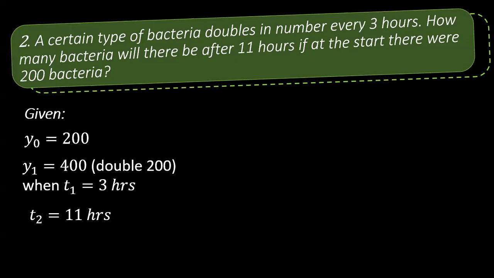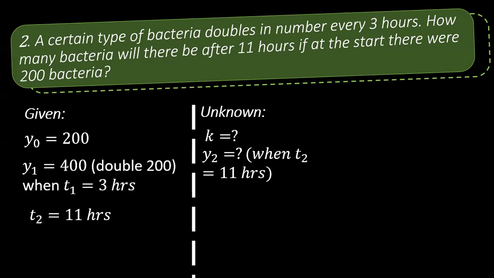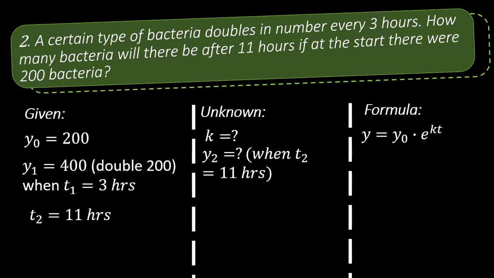So we are looking for 2 quantities. First, we are looking for k. Of course, that's the first thing that we need to solve. After finding k, or the constant, we now solve for y sub 2 when t sub 2 is 11 hours. So we want to know how many bacteria will be there after 11 hours. Again, the formula does not change. We use the exponential model. Y is equal to the initial value y sub 0 times e raised to kt.